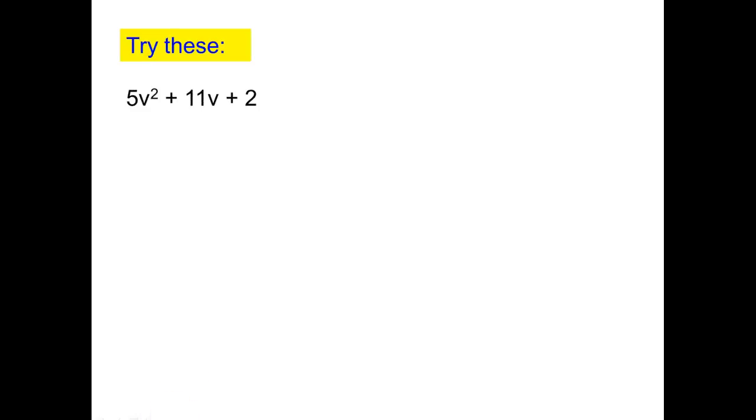So let's get started. In this case, I have a 5v squared in the front. So the only way to get 5v squared is 5v times v. In the back, I have a 2 and a 1. So let's open up our binomial parentheses, and that has to be 5v in the front and v.